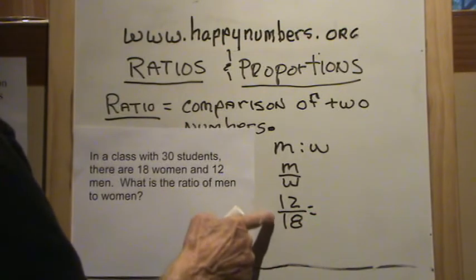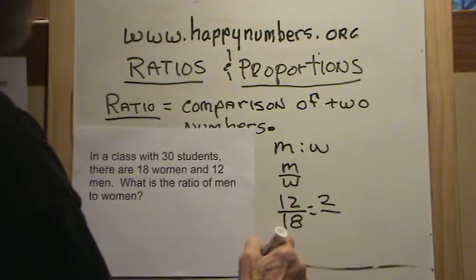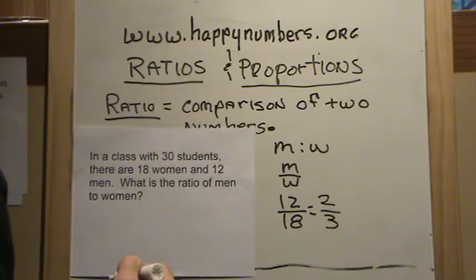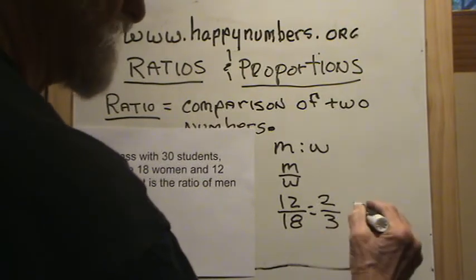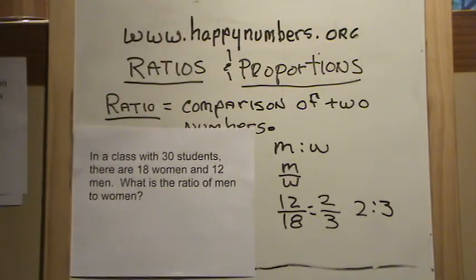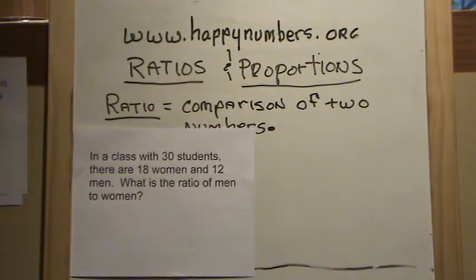6 will go into both of these numbers. 6 will go into 12 2 times. 6 will go into 18 3 times. So the ratio of men to women is 2 is to 3. Good. We'll take a look at 2 more.